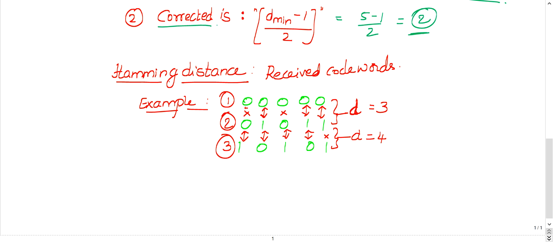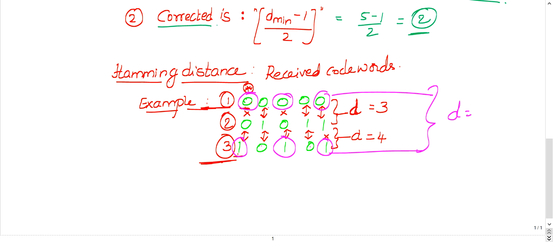Now you can compare 1 and 3 also. So let me compare 1 and 3. 0 and 1, there is one Hamming distance. I'm comparing between this and this. I'll indicate with some other color. This and this, there is one Hamming distance. 0 0, no change. 0 1, one bit change. So between this and this, the Hamming distance is 3. Out of these, the minimum is what you need to choose. So d min is 3.